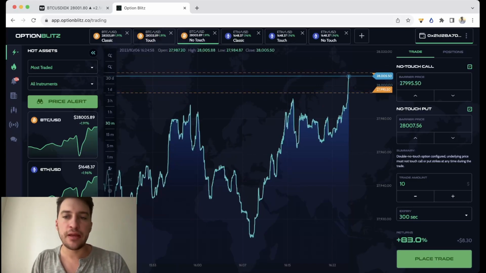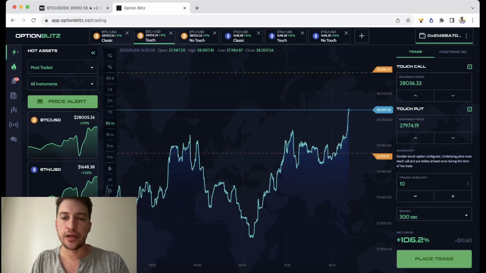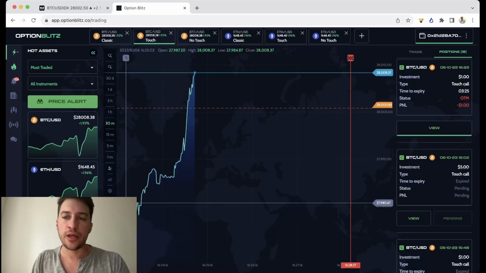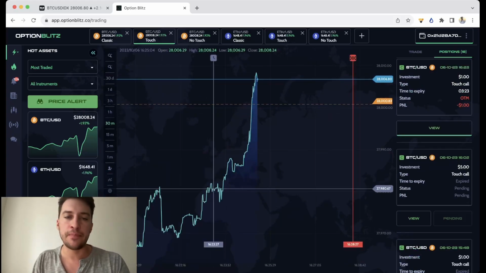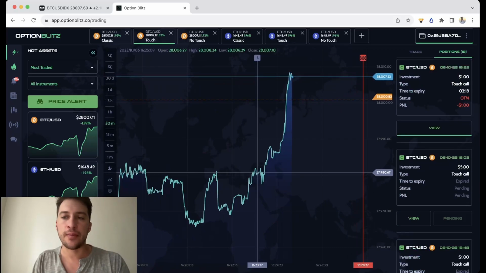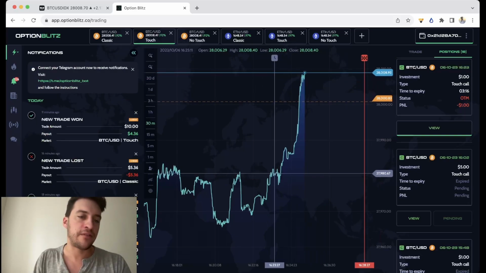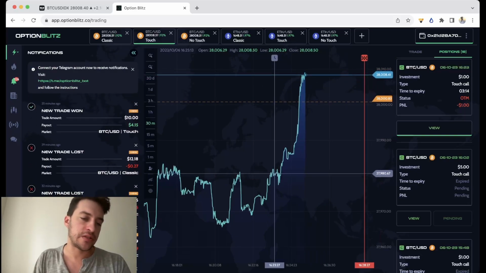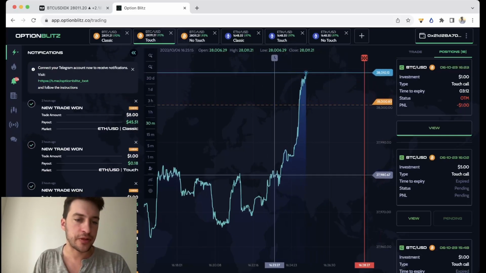So you can see I've already made money on my touch contract, which is hilarious. They don't pay you out right away. You have to always wait for the time till expiry. But because this dashed line was touched already, you're going to see in 3 minutes that I'm going to get paid out. And it's going to pop up in my feed right here, or you can see my other trades as well.